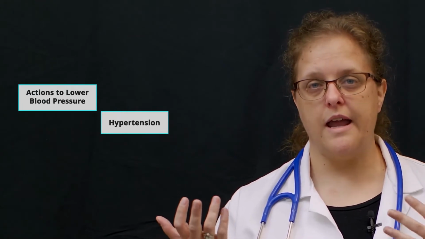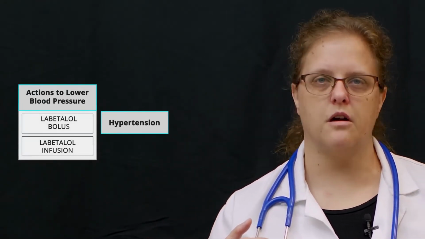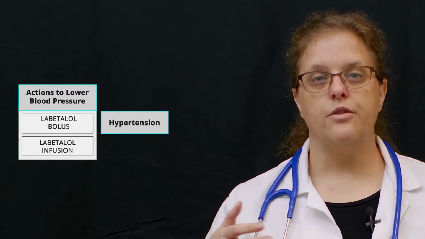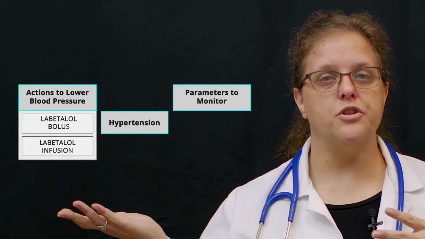Now generate actions for reducing the blood pressure. Let's say action 1 is administer a labetalol bolus and action 2 is start a labetalol infusion. Those go to the left of the condition. On the right, which two parameters do you need to monitor?